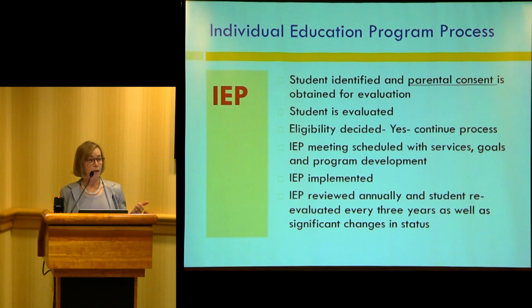The student is evaluated, and then eligibility is decided. If the child qualifies under one of those 14 categories, we continue. We have an IEP meeting, and we have a big team of people that come together to develop the program for the child. We determine what the services are needed, what the goals are that we're going to monitor to make sure that they're succeeding, and then we implement the program. We review it annually, and the student is reevaluated every 3 years. And those are the minimum times that we reevaluate.